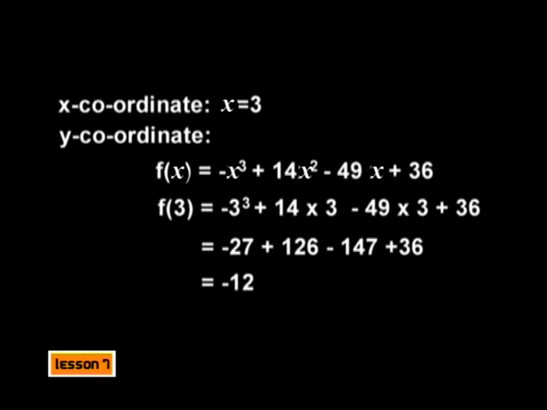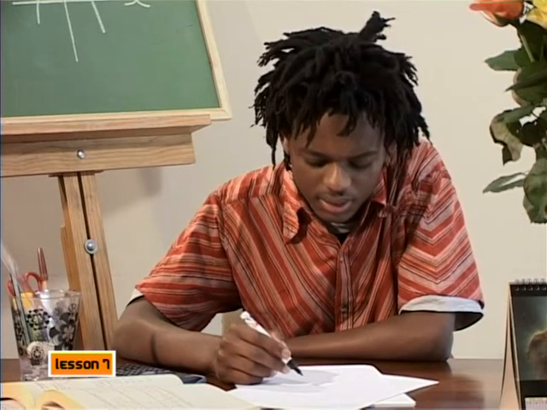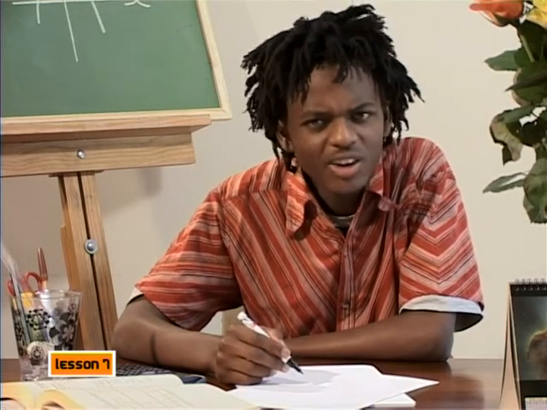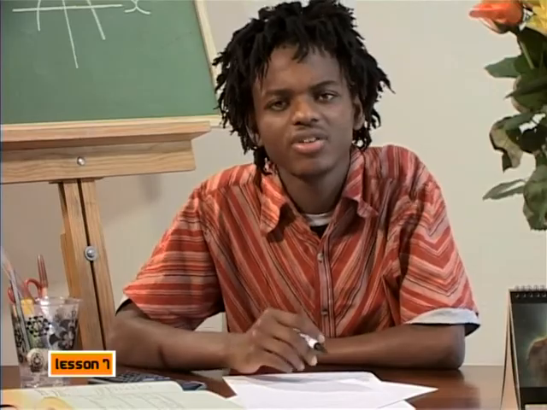So the point where the tangent meets the graph is (3, -12). Now I need the gradient. How do we do that again? You need to use the derivative to determine the gradient, since the derivative is the gradient of the tangent at a point on the graph. Oh yeah, that's right. I forgot that for a second.